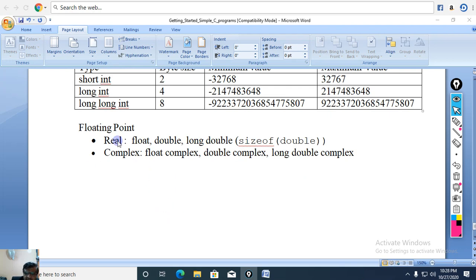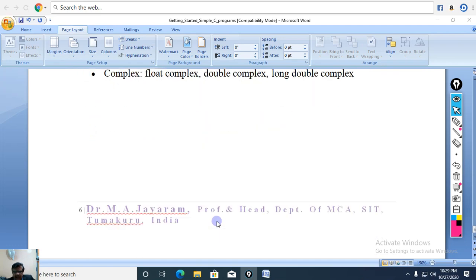Floating point will have 3 categories. It could be float, double or long double. The size can be obtained in a program itself. We need to use the sizeof operator. Sizeof double will give us 8 bytes. That is the thing. Complex data type is also there in C99. It is float complex, double complex, long double complex. This is used to represent complex numbers.